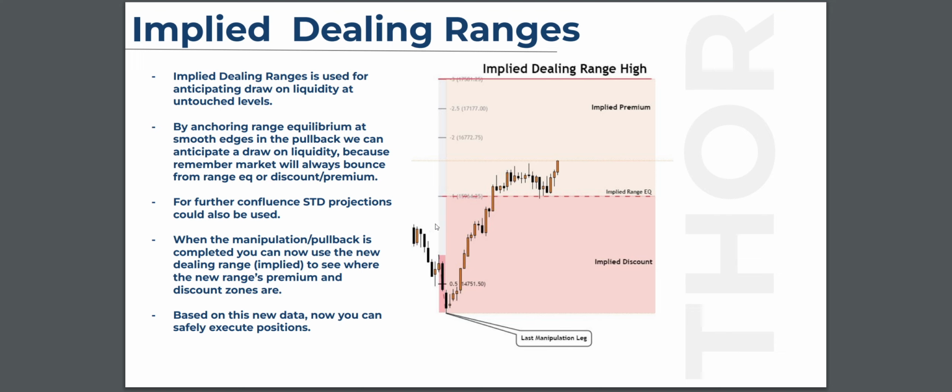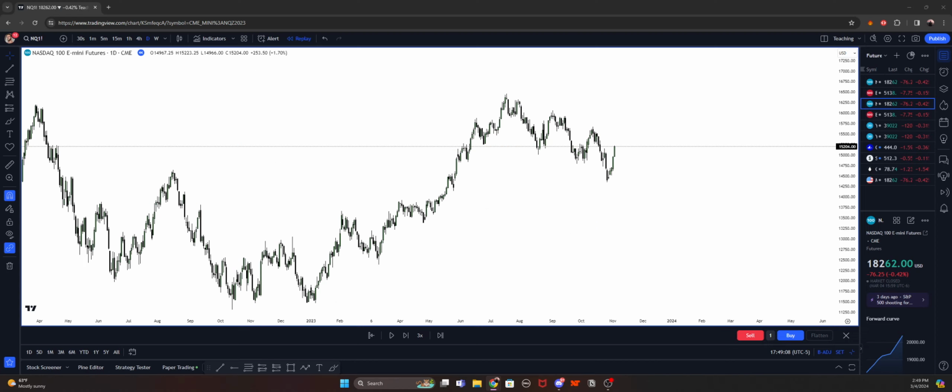So for further confluence, like I just said, I use standard deviation projections of the manipulation leg. So when the pullback and the manipulation is completed, you can now use the new dealing range, the implied dealing range, to see where the new range's premium and discount zones are. I'm going to explain this in an example on the chart in a second. And based on this new data, now you can safely execute positions. Now let me jump on to a chart.